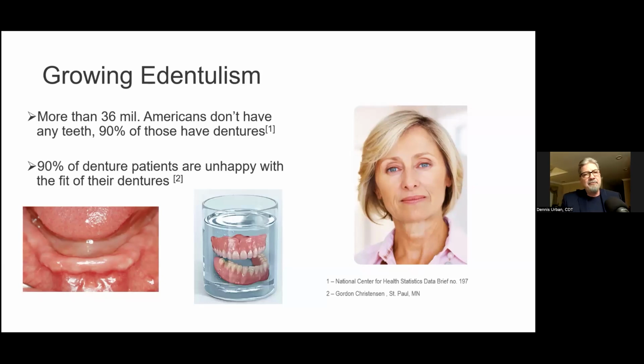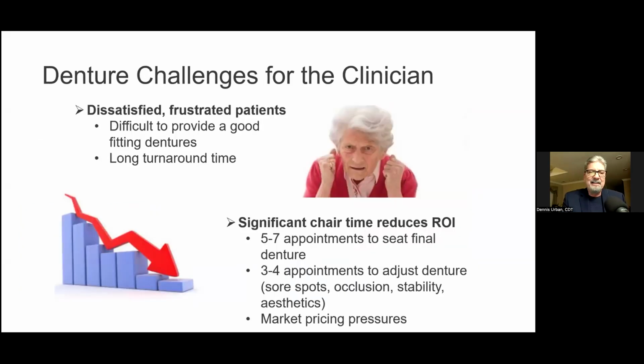So when we talk about growing edentulism, more than 36 million Americans don't have any teeth, and 90% of those have dentures. And 90% of denture patients are unhappy with the fit of their dentures. Why? It's amazing that so many denture patients are unhappy with the fit. Dissatisfied or frustrated patients have sore spots. Occlusion is not right. The stability is not correct, and then there's a long turnaround time for the dental office and the clinician. And it's difficult sometimes to provide good fitting dentures.